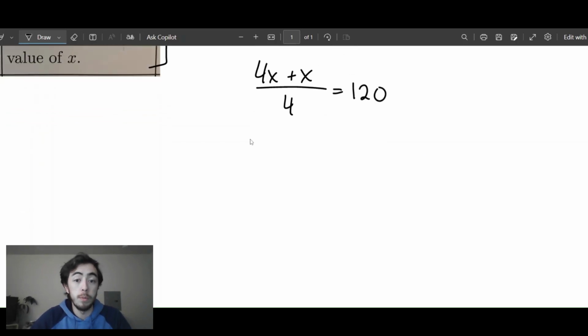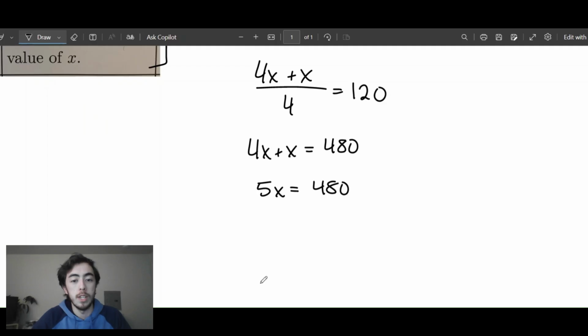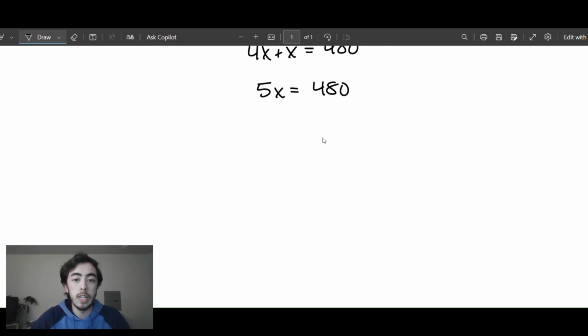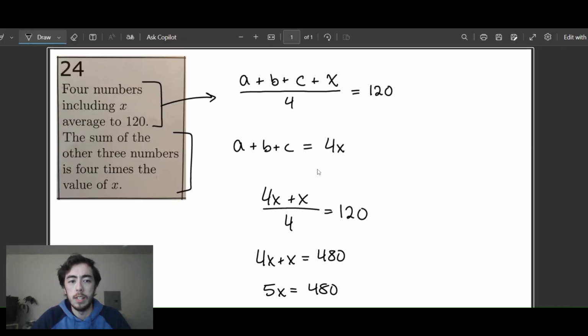I could multiply both sides by 4, and so I get 480 over here. I'll collect up my like terms, and then how many times does 5 fit into 480? I believe that's going to be 96. That's not 24.